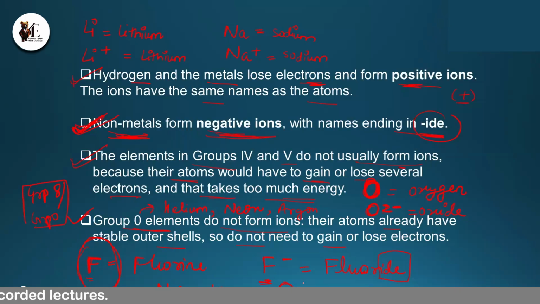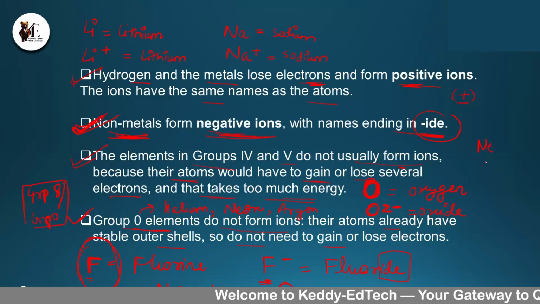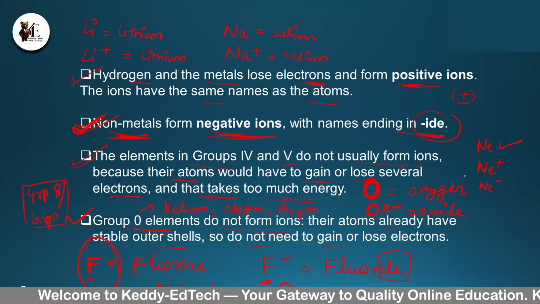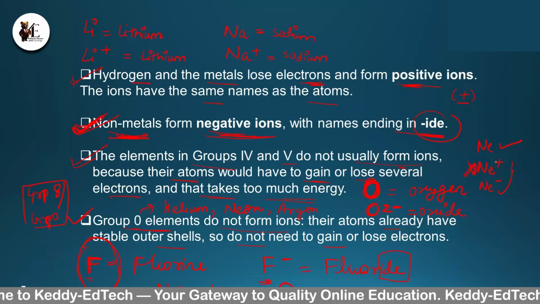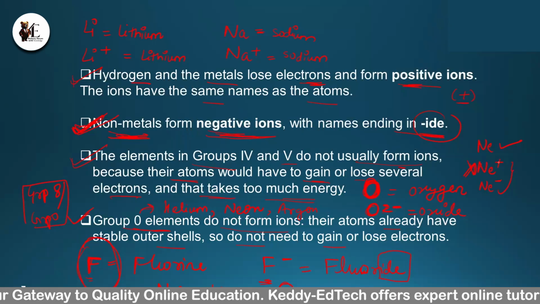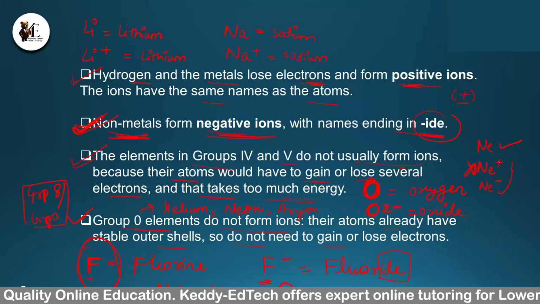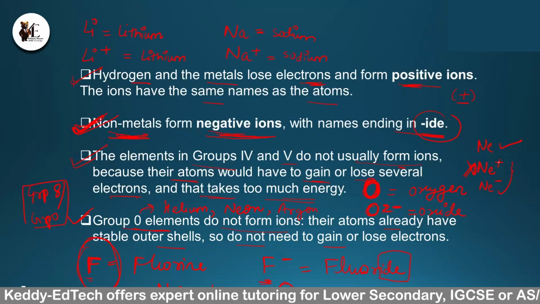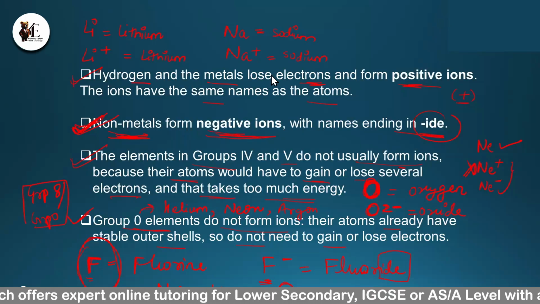So why would it gain or lose electrons? It is already stable. So it is written that group 0 elements do not form ions. You have seen neon, but you haven't seen neon plus or neon minus. These are incorrect. Wrong. Because they are already stable, they do not form any ions. Are all the 4 points clear? Yes. Okay, so please write it down.